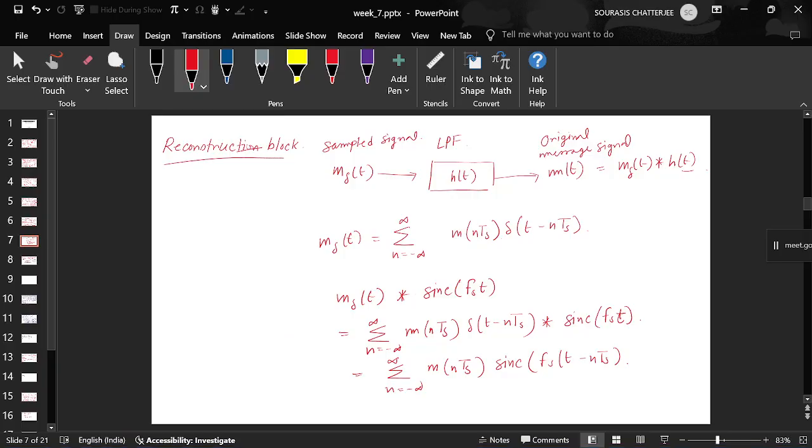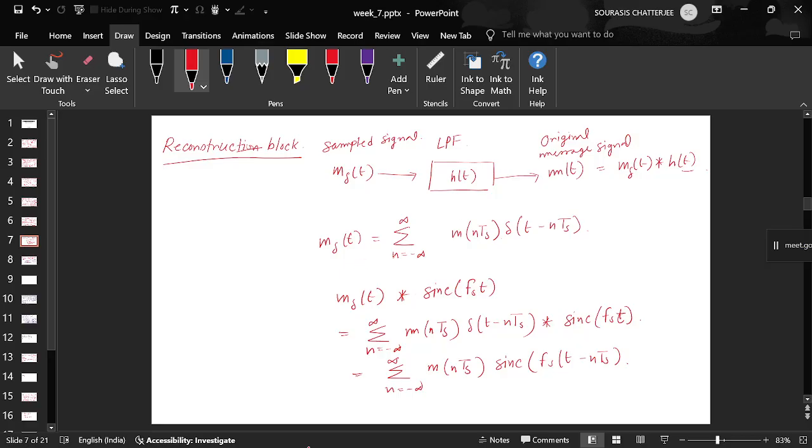So it's a reconstruction block we are talking about. We have the sample signal we are passing through a low pass filter, which has a time domain response as a sinc pulse to obtain the original message signal. So in time domain it's a convolution between the sampled signal and the time domain response of the low pass filter.